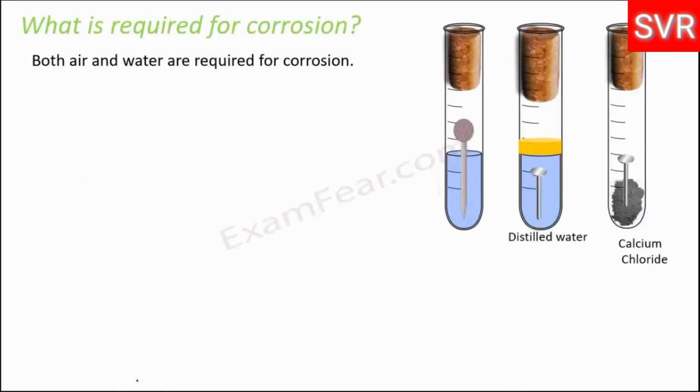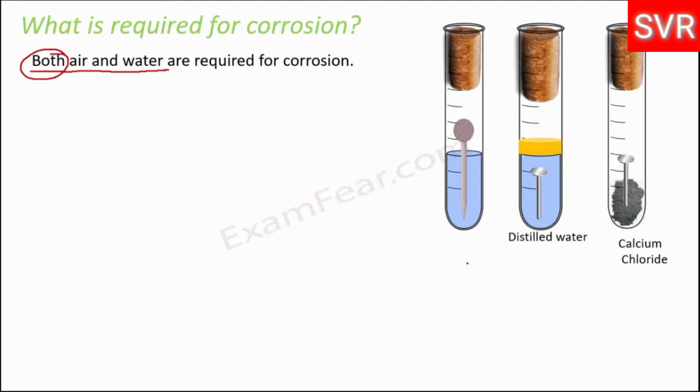Basic question: what is required for corrosion? And the answer is both air and water. So note this word, both. Only the presence of air or only the presence of water is not enough for corrosion. Corrosion takes place only when both air as well as water are present. So we will do a small activity to show how both of these are required.